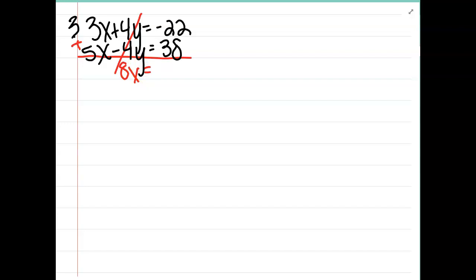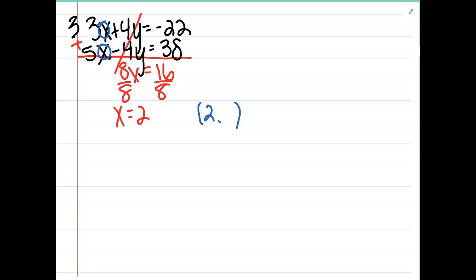Drop down your equal sign. And when you combine the constants, negative 22, when you combine that with a 38, you get 16. Combine, add, all means the same thing. Divide by 8, we get x equals 2. Which means your answer is 2 comma something. So you're going to plug in 2 into one of those equations. Doesn't matter which one. You will get the same answer either way.